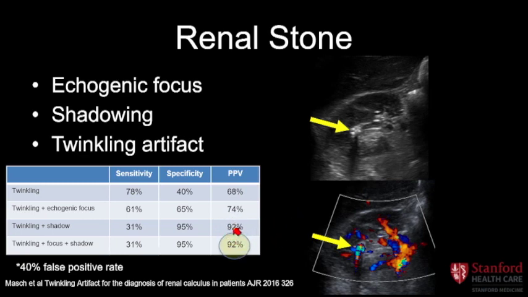But you're going to be much more specific for stone if you use all three, but your sensitivity goes way down to 31%. So it's a compromise. If you can use twinkling to help improve your sensitivity, that's great, and then you complement that with these other sonographic features to improve your positive predictive value.